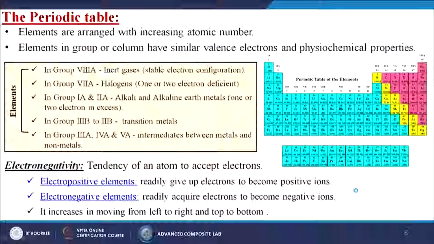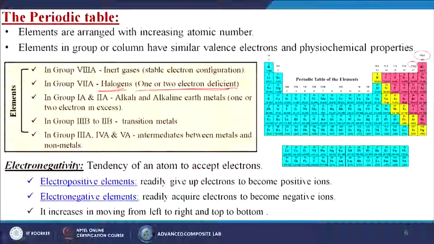So, elements in group 8A. If we are talking about group 8, or the 8A group, in this particular case it is the inert gases, with stable electron configurations: helium, neon, argon, krypton, xenon, radon and Og. In group 7A, we have the halogens, which are 1 or 2 electrons deficient, like fluorine, chlorine, bromine, iodine and so on.